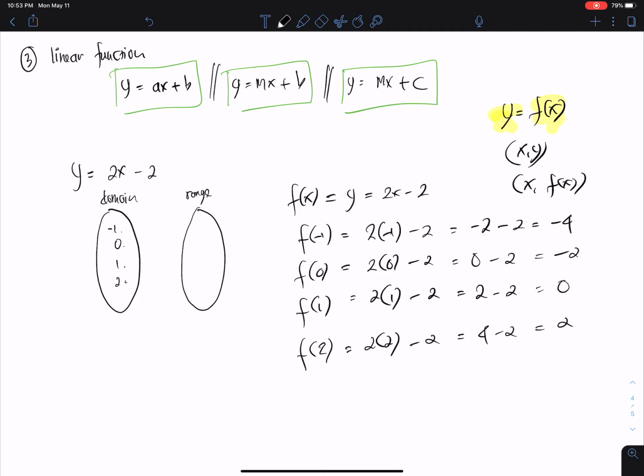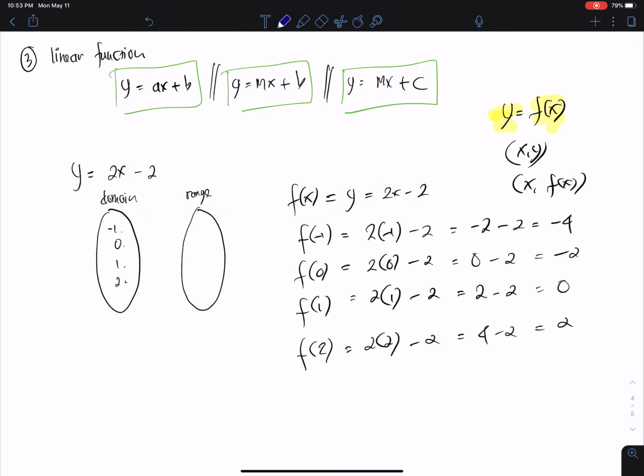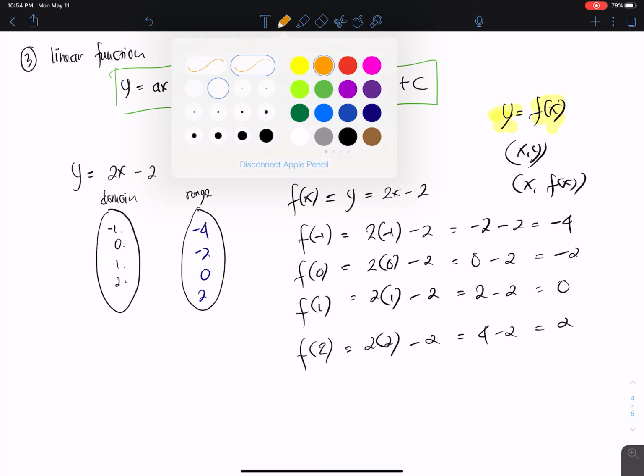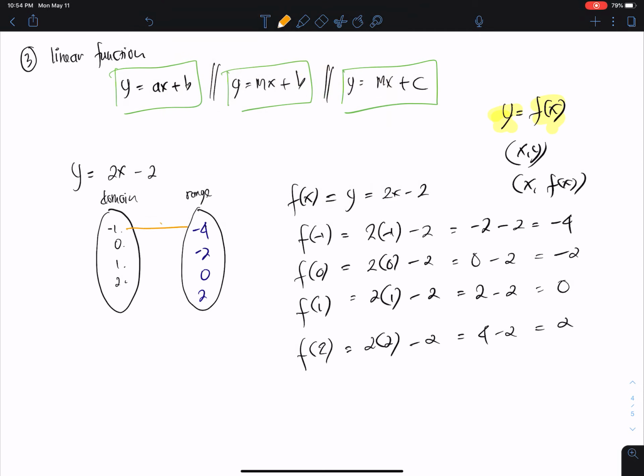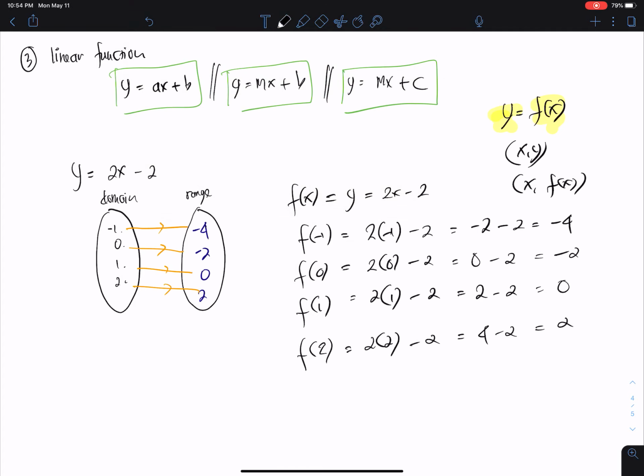Now we get the pair for each input in the domain area: minus 1 will be with minus 4, 0 will be with minus 2, 1 will be with 0, and 2 will be with 2. Let me just draw the lines: minus 1 with minus 4, 0 with minus 2, then 1 with 0, and then 2 with 2. So what do you think about this one?